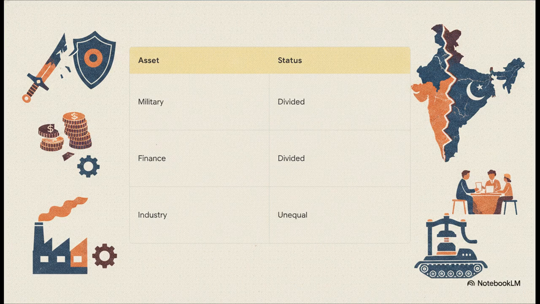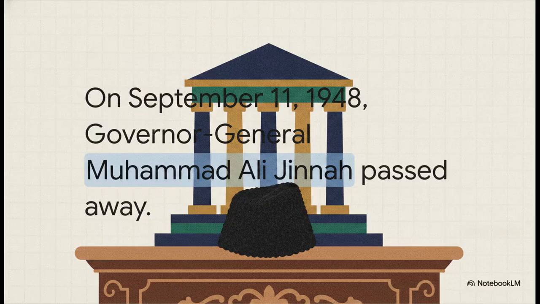But it wasn't a 50-50 split. Pakistan inherited a much smaller slice of the industrial pie since most major factories stayed in Indian territory. They had to organize ministries, print currency, and build an army basically from scratch with super limited resources. And then tragedy strikes. Barely 13 months after independence, on September 11, 1948, Governor-General Muhammad Ali Jinnah, the Quaid-e-Azam, or Great Leader, passes away. This created an absolute leadership vacuum at the worst possible time.